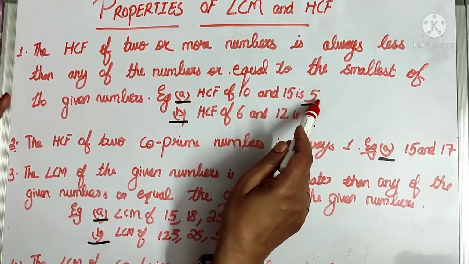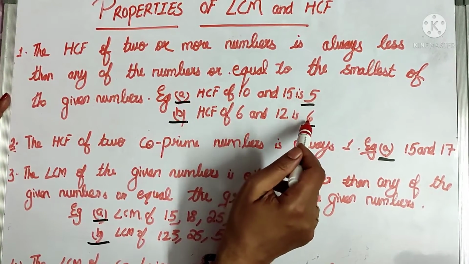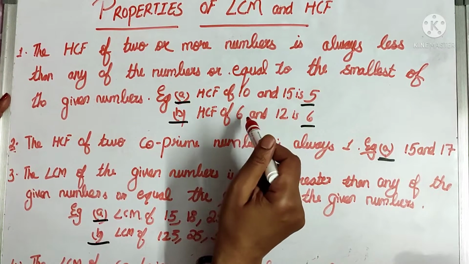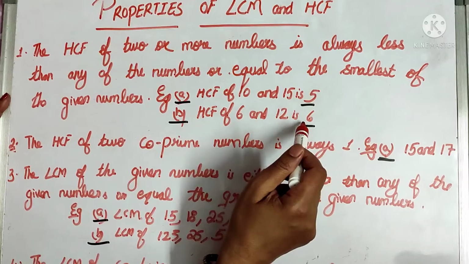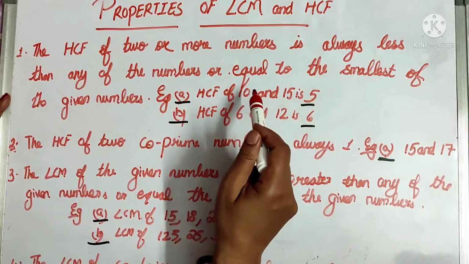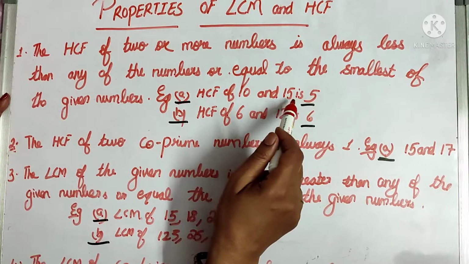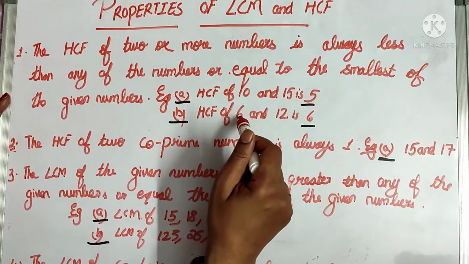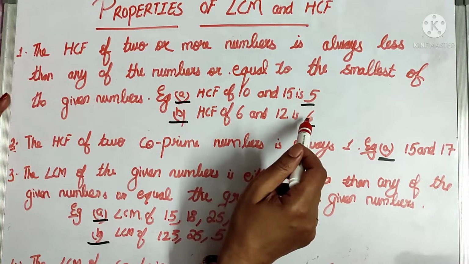What is the HCF of 10 and 15? It is 5. And the HCF of 6 and 12 is 6. Suppose one number is a factor of another number. Here 6 is a factor of 12, so the HCF will be the smaller number, that is 6. Here 10 is not a factor of 15, so its HCF will be less than the given numbers. If one number is a factor of the other number, the HCF is always the smaller number.